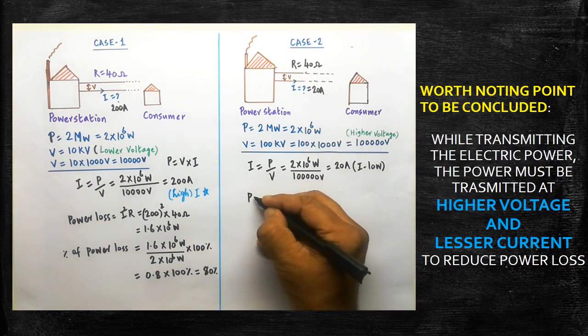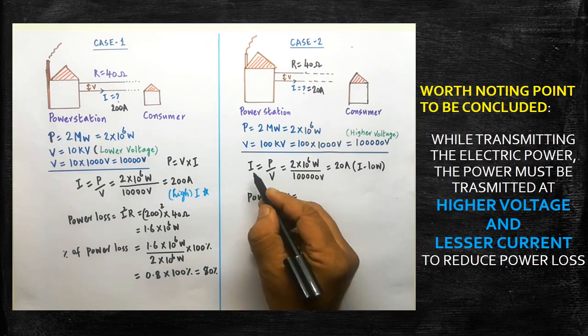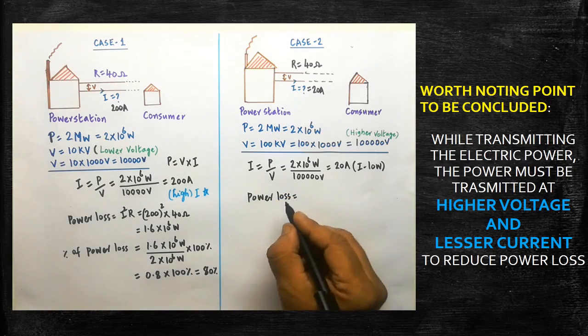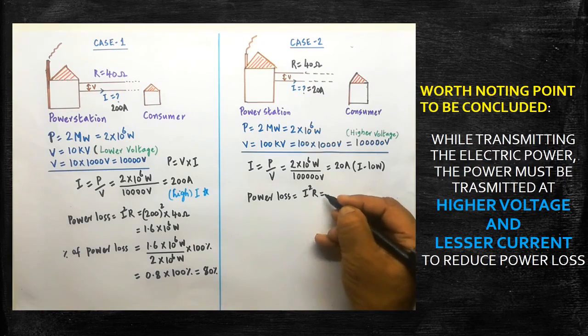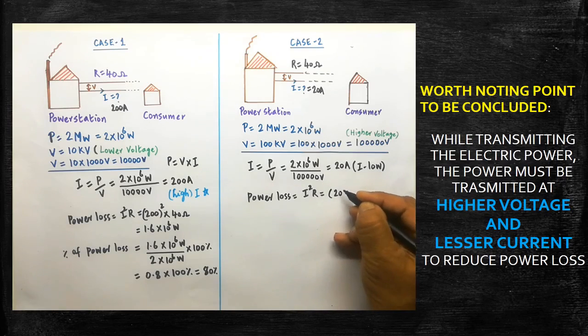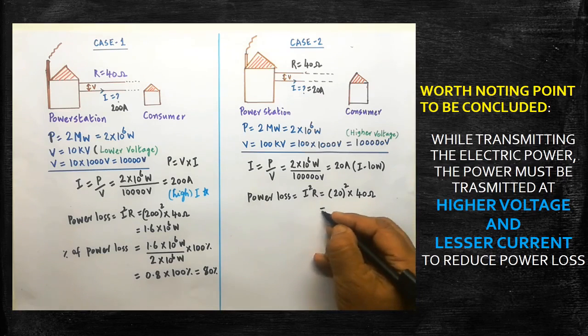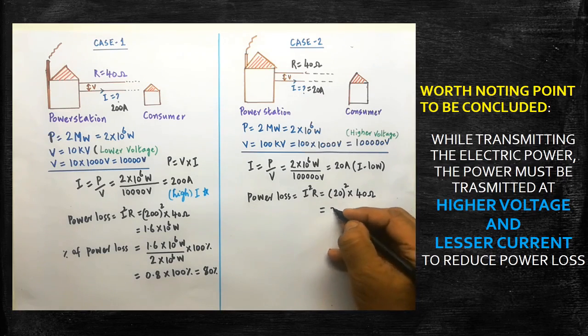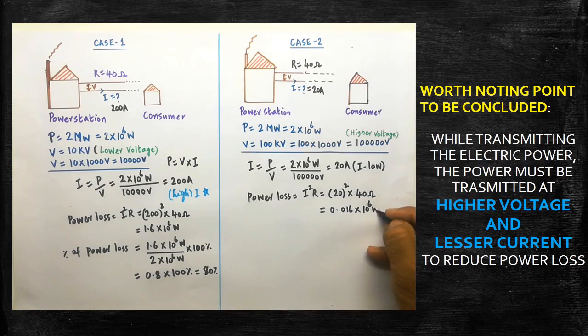How will you calculate the power loss? Why do we have to calculate I? Because power loss depends on the strength of the current. The formula is I square R. I value, how much? 20 ampere square into the resistance of the wire, how much? 40. After calculation you will get 0.016 into 10 to the power of 6 watt. So this much amount of power is lost here.